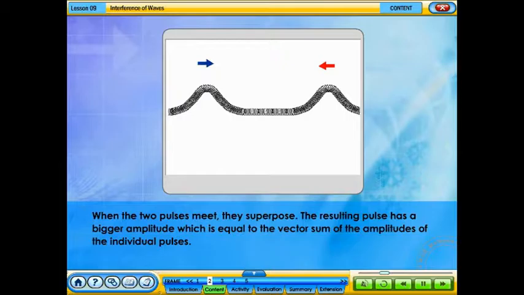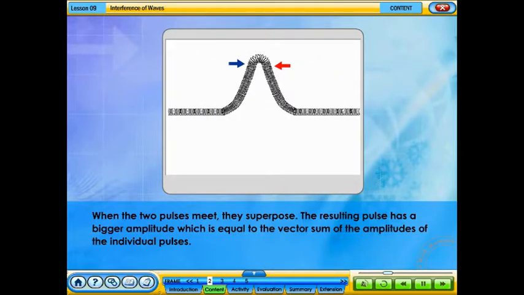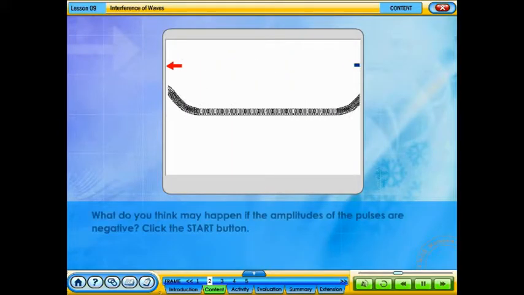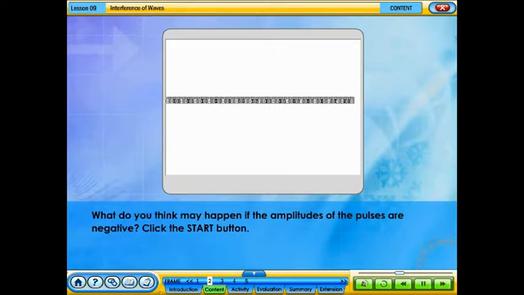When the two pulses meet, they superpose. The resulting pulse has a bigger amplitude which is equal to the vector sum of the amplitudes of the individual pulses. This is called constructive interference. What do you think may happen if the amplitudes of the pulses are negative? Click Start to start the pulses from each end of the slinky.